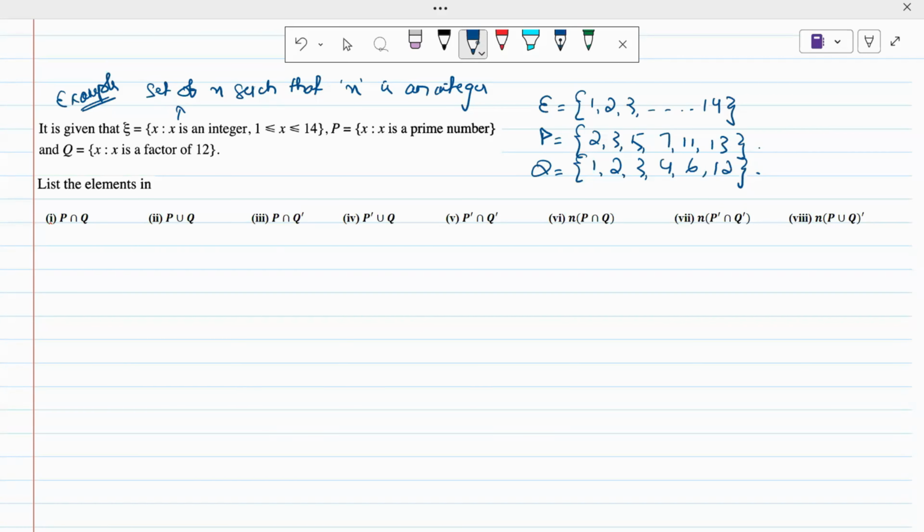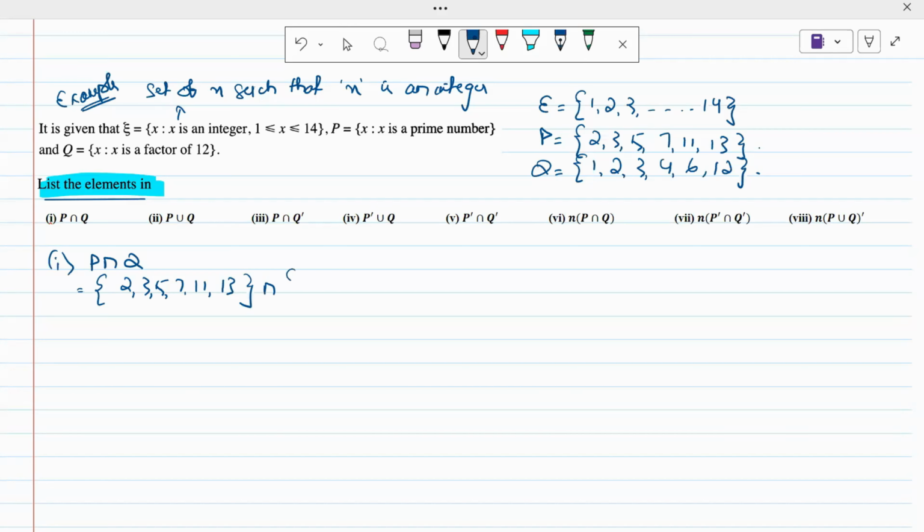After writing down the sets, now the question is about listing the elements. That is one type of question in sets, listing the elements. Listing the elements means you have to write the set including all those elements. So P intersection Q, for the first part. P intersection Q means you first write down the elements of P. Elements of P are 2, 3, 5, 7, 11, 13.